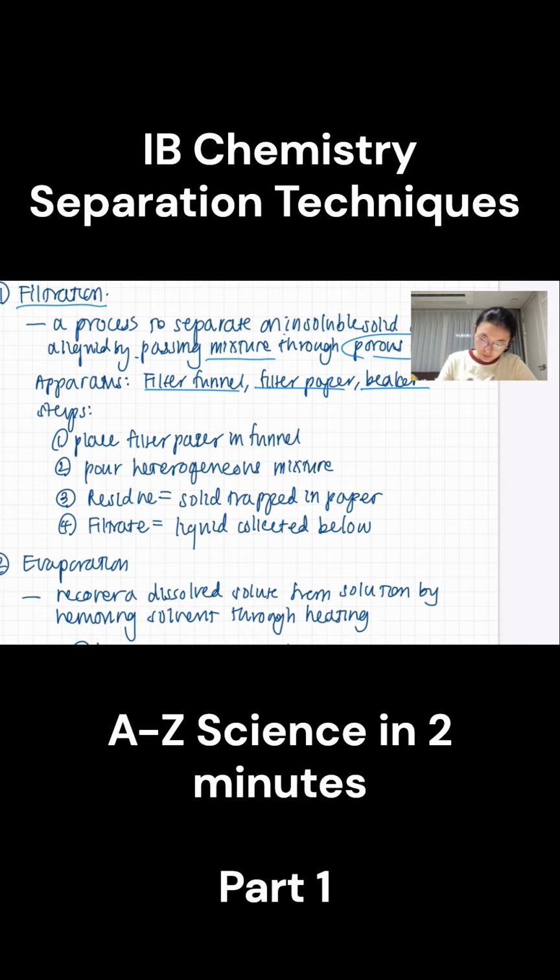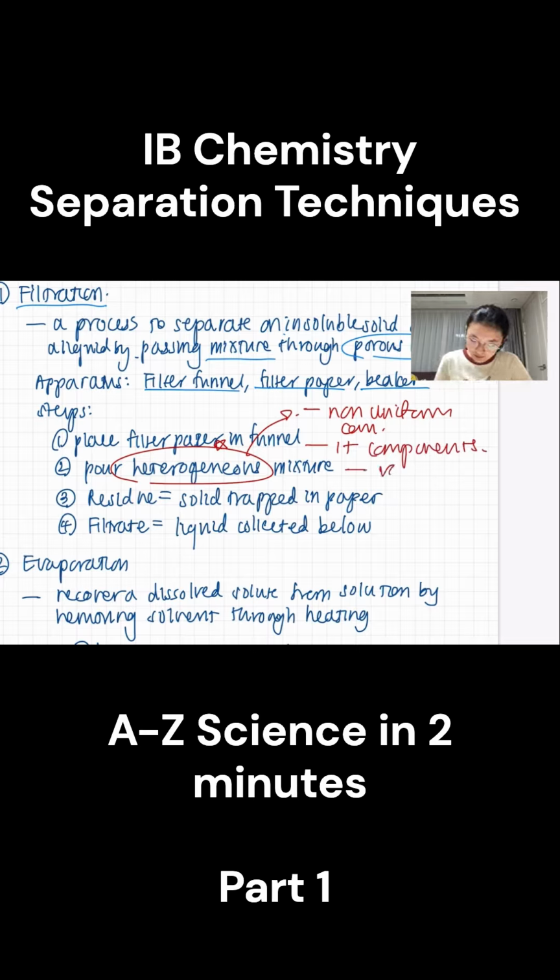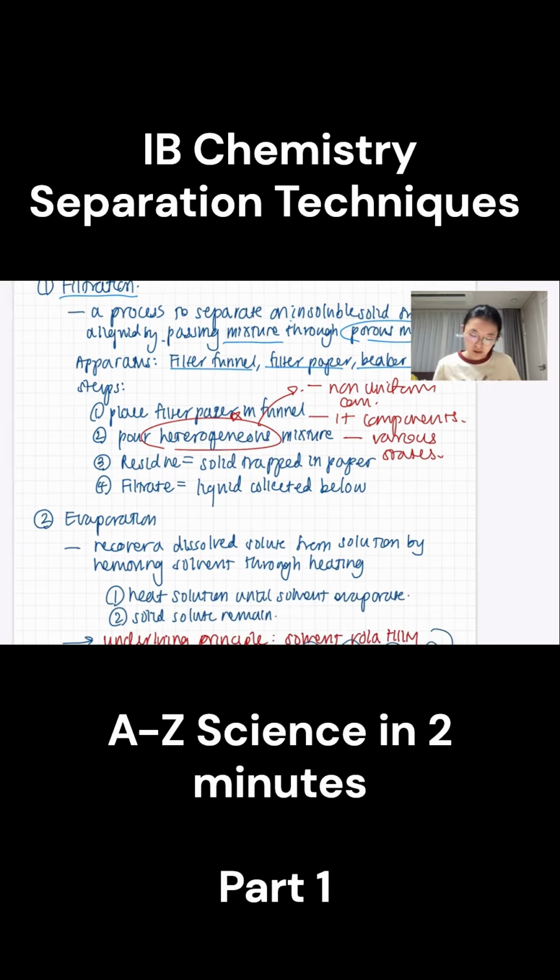Then we pour the heterogeneous mixture. Some of you might have heard the word heterogeneous, but you may not exactly know what it means. A heterogeneous mixture, compared to a homogeneous mixture, is one that usually has a non-uniform composition, and we can visibly see that there is more than one component involved. Sometimes heterogeneous mixtures have various states in one mixture.